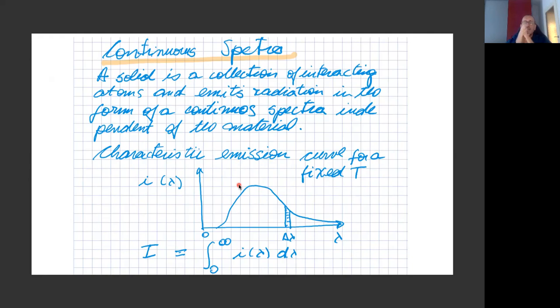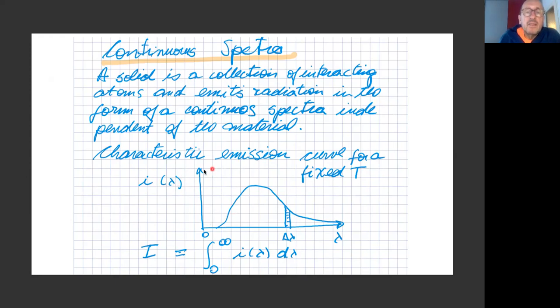The interaction between atoms becomes very relevant and becomes the dominant effect, and that will induce the emission of radiation in a continuous form. This is essentially what I have here.